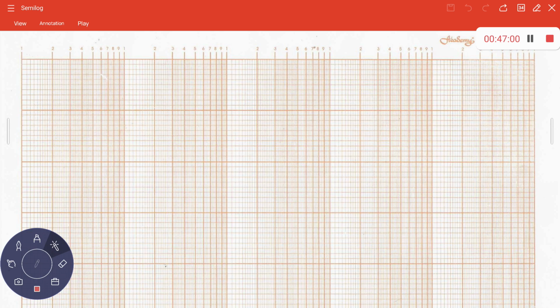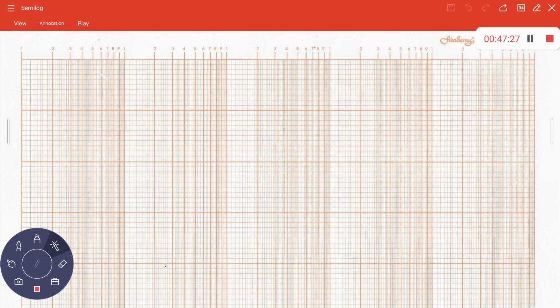In a linear graph, what should we expect? If this is 1 to 2, 2 to 3, that difference should be the same. But in a log graph, 1 to 2, consider it to be 1.3. 2 to 3, even less. 3 to 4, even less. 4 to 5, 5 to 6, 6 to 7, 7 to 8, 8 to 9, 9 to 10. Can you get the point?